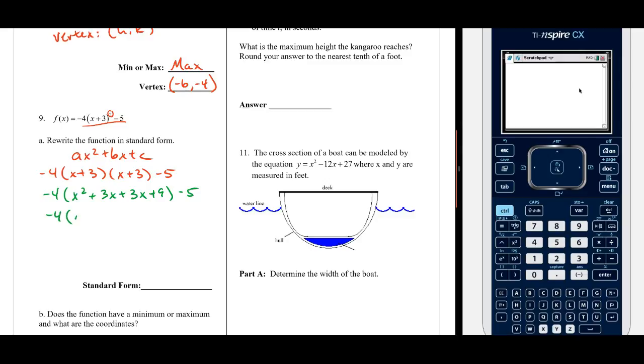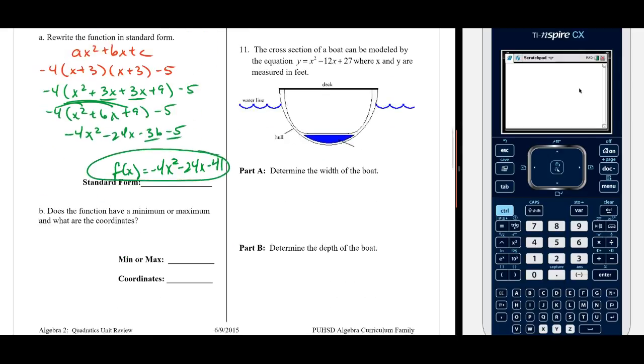So negative 4 times x squared plus 6x. I'm just combining these, plus 9 minus 5. And then distribute. So negative 4x squared minus 24x minus 36 minus 5. Combine my like terms, and I'm going to get f of x equals negative 4x squared minus 24x minus 41.